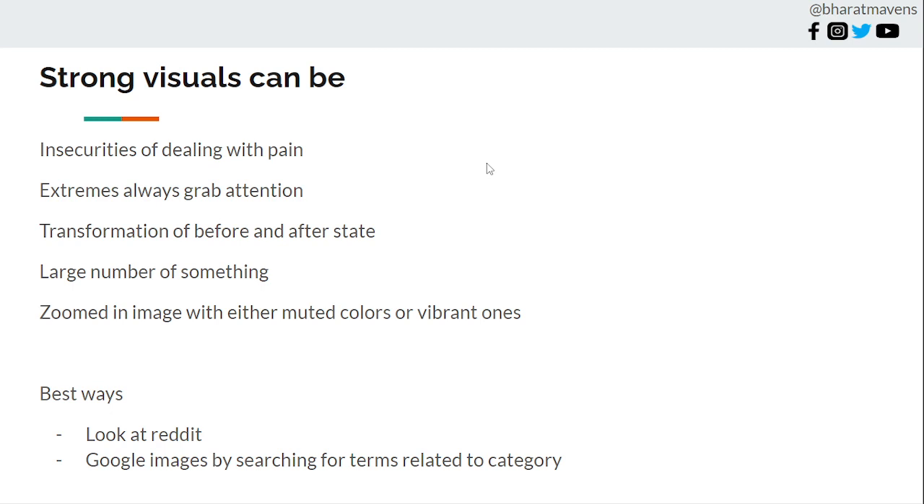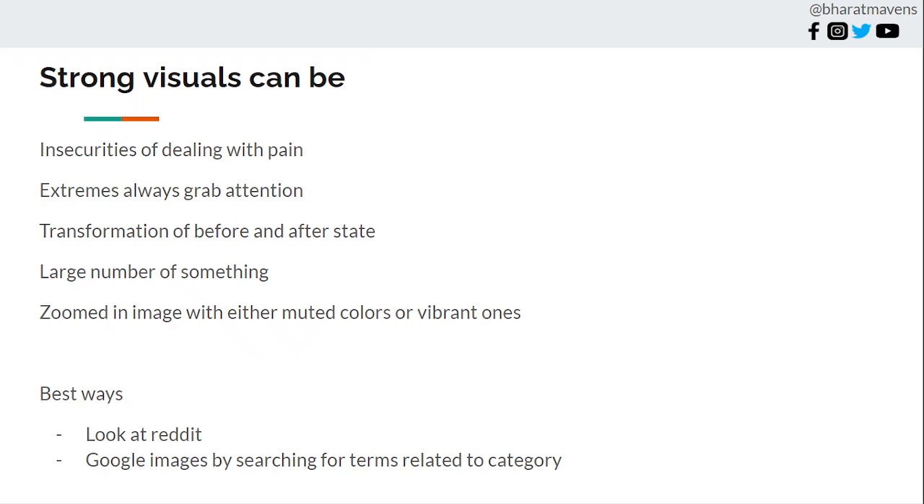Next, a before and after transformation always works, and so does a large number of something. If I show one product, it's fine. If I show hundreds of products in the background, it's attention grabbing for the customers. Next, a zoomed in image, like for example the acne we were discussing. If I show a zoomed in image of pricking, that creates a clear, good visual. So all these points can be used to create a good, enhancing visual.